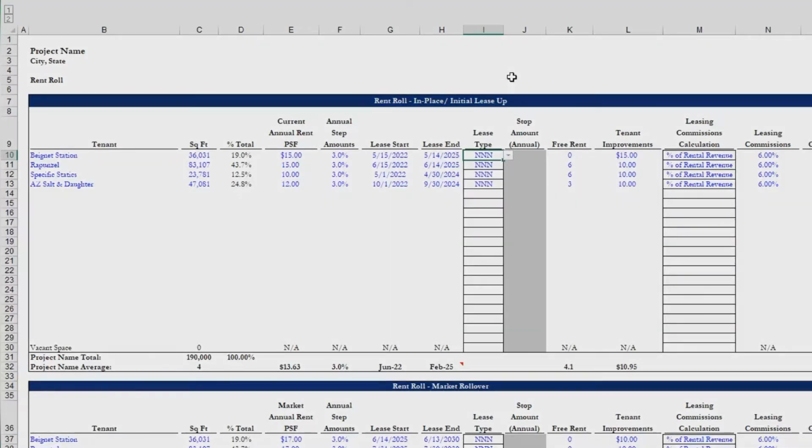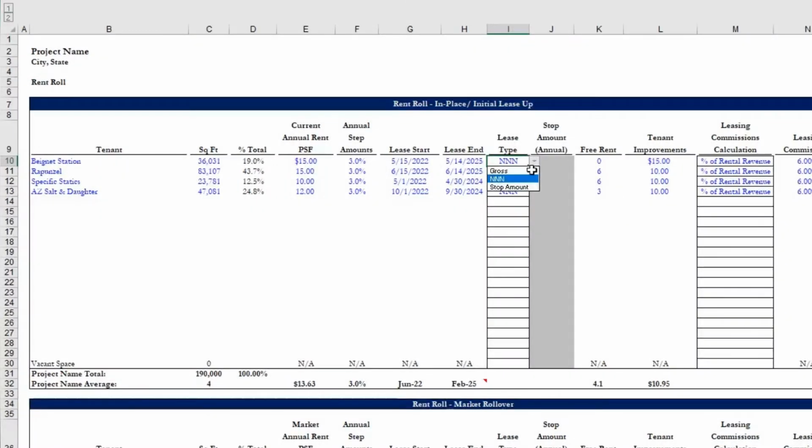If triple net, like all the leases shown in this example, the tenant is responsible for their share of all the operating expenses, meaning that the landlord is fully reimbursed and the expense recoveries are equal to the total operating expenses in a fully occupied building. If gross is selected, then the tenant is responsible for no operating expenses and the landlord does not recover anything. In this case, the expense recoveries on the monthly cash flow would be zero.